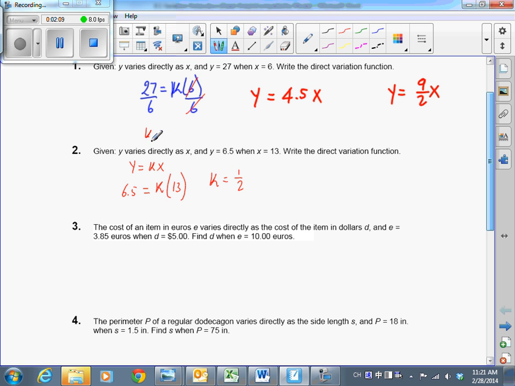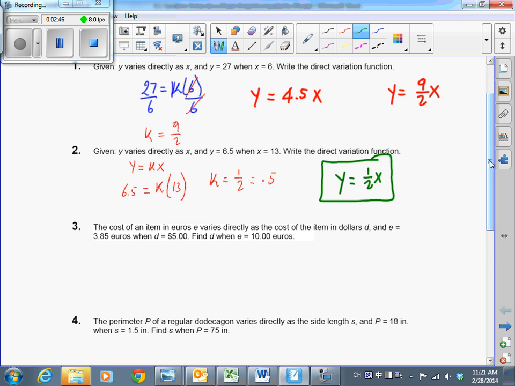This one we said k was equal to 9 over 2 or 4.5. 1/2, 0.5, same thing. It's just that sometimes you will not be able to give me the decimal value. So once you reach this point, you can rewrite the whole equation as y is equal to 1 over 2x. And of course, I will also accept y equals 0.5x. It's the same thing.